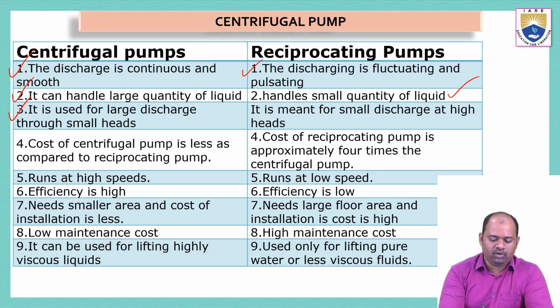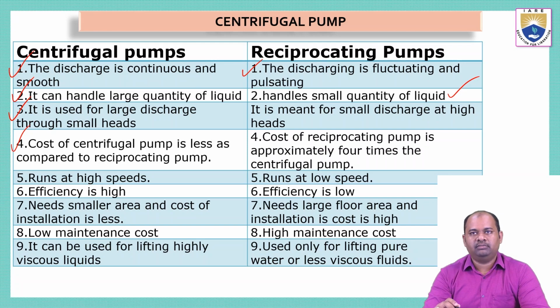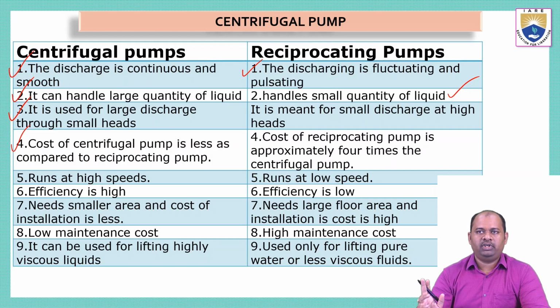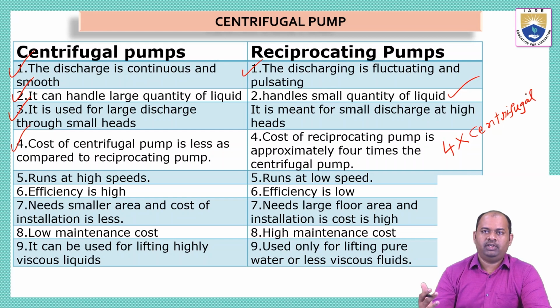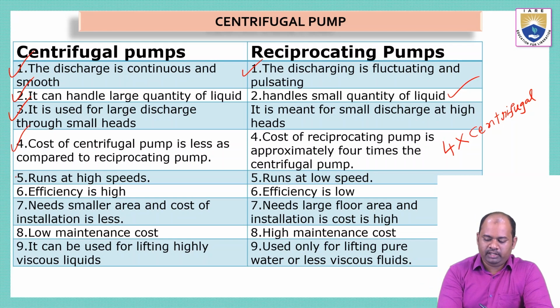Okay, discharge is more, and the cost of a centrifugal pump is less compared to reciprocating, and the cost of a reciprocating pump is approximately 4 times the centrifugal pump. 4 times. So the cost is very high in reciprocating pumps. That is why nowadays reciprocating pumps are not so widely used, because they have many moving parts and require frequent maintenance, and their cost is also 4 times higher.